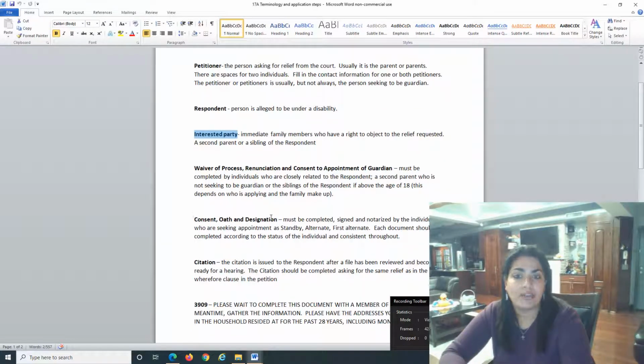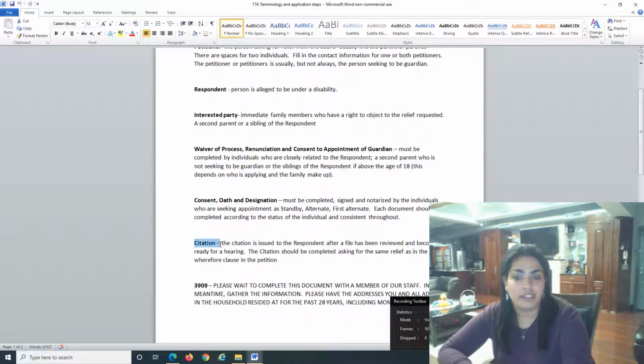A consent, oath, and designation. Anybody who is asking to be a fiduciary, whether it is a petitioner or whether it's a standby, an alternate, or a first alternate, they must fill out this form. It's the consent, oath, and designation. Why? You're not going to have somebody find out as a surprise that they're designated the standby. So in case the petitioners are not able to become the guardians for whatever reason, anybody else who's now going to be taking up a fiduciary responsibility must fill out this form.